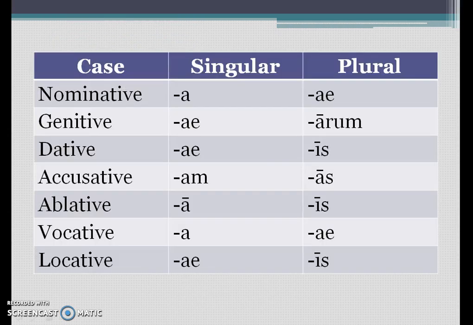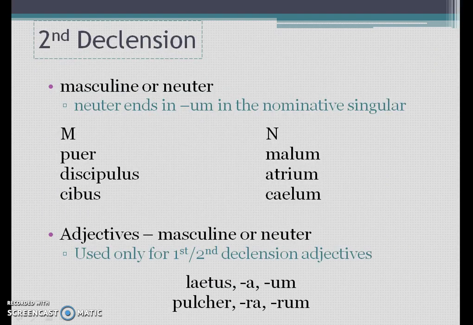What you're seeing on your screen right now, these are the first declension endings. I'm not going to go through the pronunciation. I just want you to see the chart and get used to them. If you're not sure how they sound, talk to your local Latin teacher. For second declension, these words are typically masculine or neuter. Masculine will end in R or US, like puer, discipulus, or cibus. And your neuter nouns will end in UM, like malum, meaning apple, atrium, or caelum.